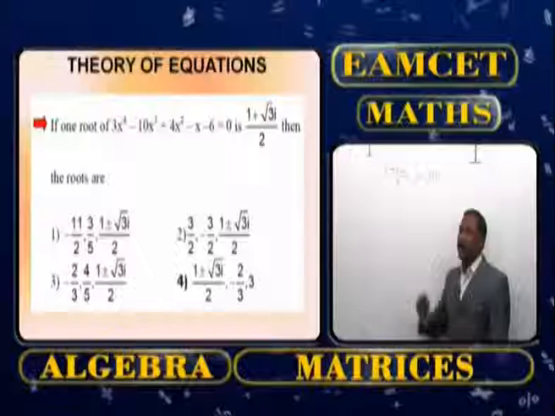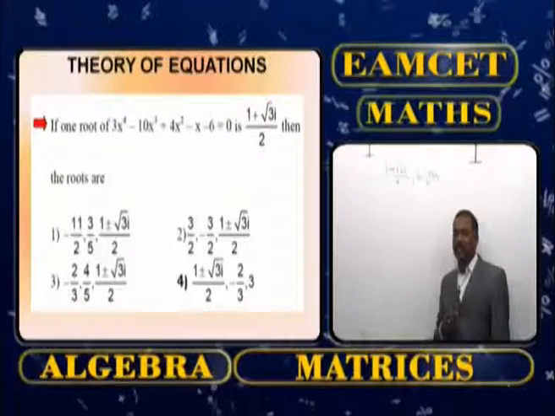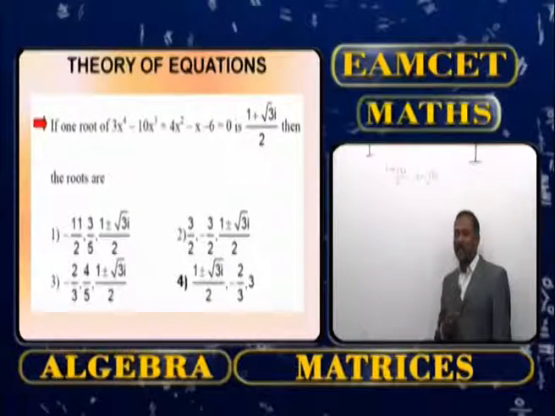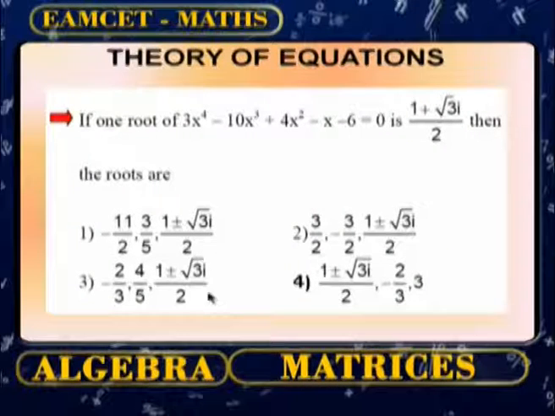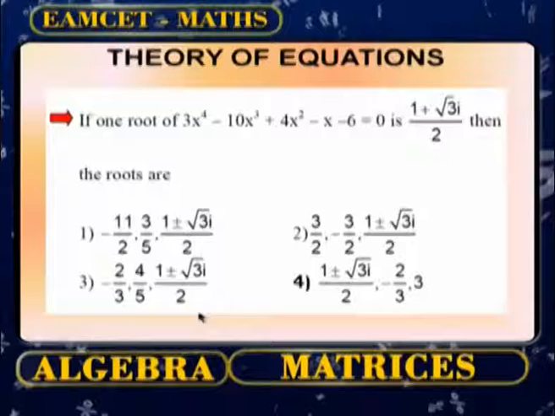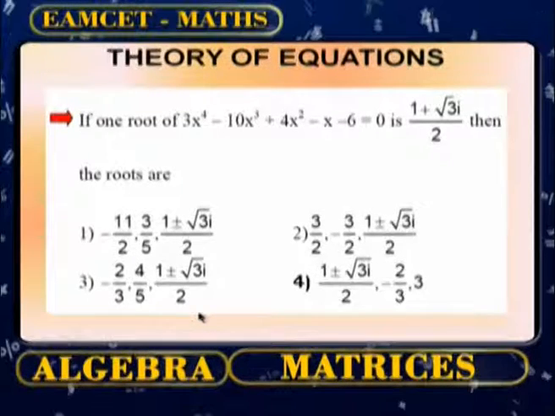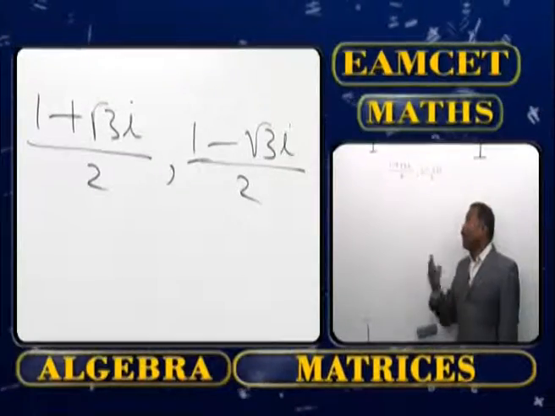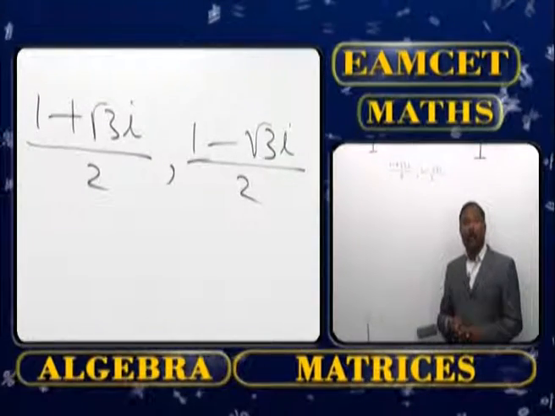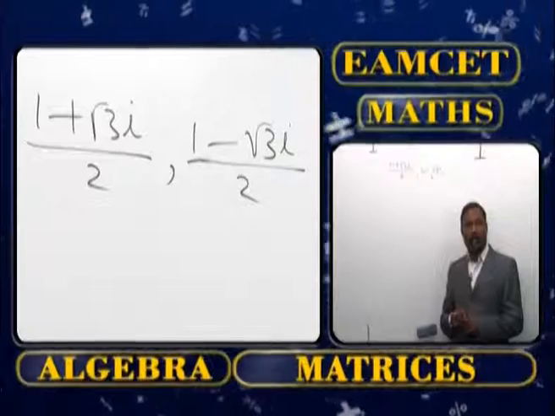If you see the options, the first option contains 1 plus or minus root 3 i by 2, the second option also contains it, the third also, the fourth also. So in such a case, what to do? Simple. Whenever this type of question is given, simply verify the options. I'll show you how to do that, and so as not to miss the concept, I'll explain that too.